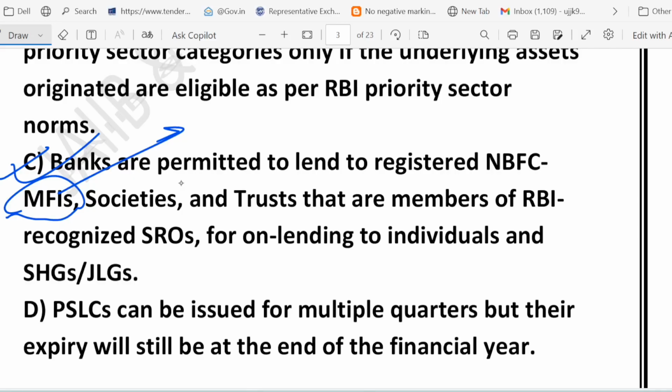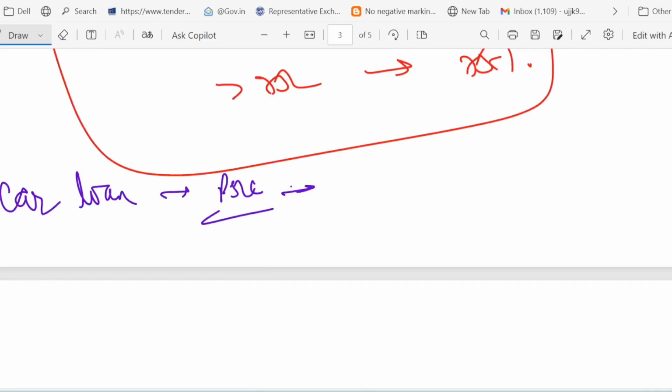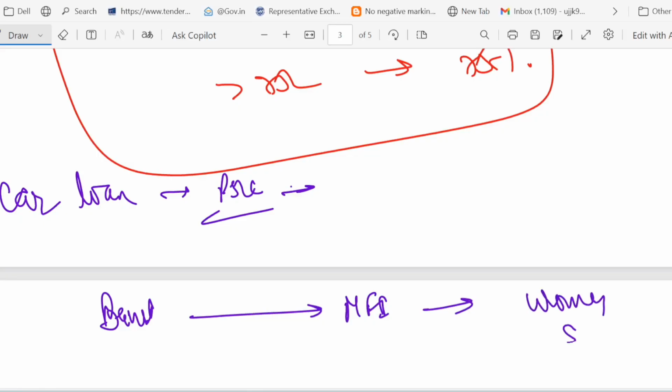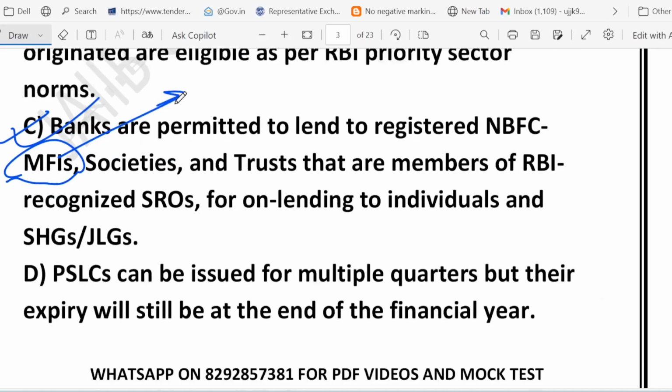So for example, suppose a bank gives money to an MFI. Let me give you one example. This is the bank and what does it give? It gives money to MFI, right? And MFI uses it to give a 20,000 loan to a women SHG in the village. So this indirectly fulfills the bank's PSL target. Yes, that's why option number C is also correct.